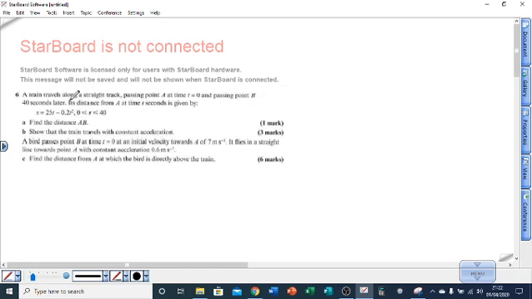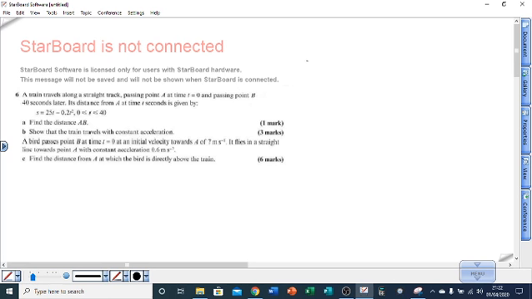A train travels along a straight track, passing point A at time t equals 0, and passing point B 40 seconds later. Its distance from A at time t seconds is given by this distance formula. Find the distance A to B.